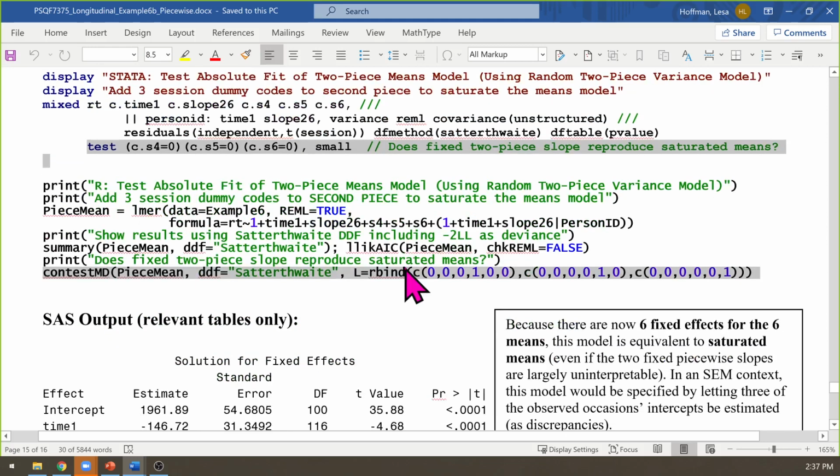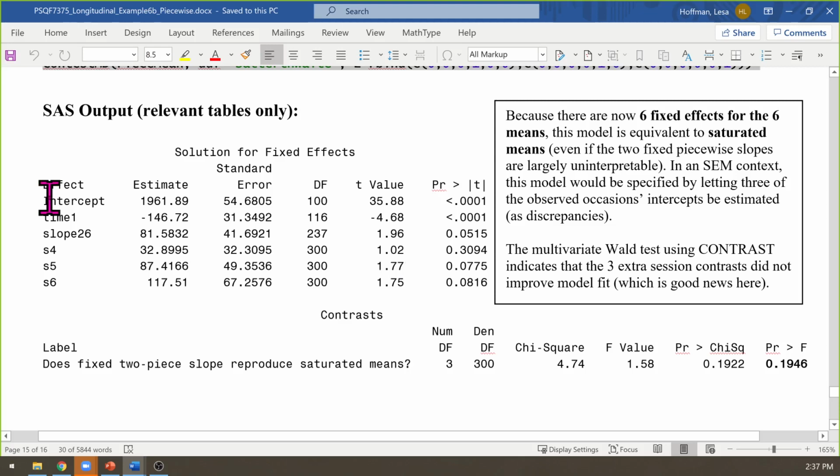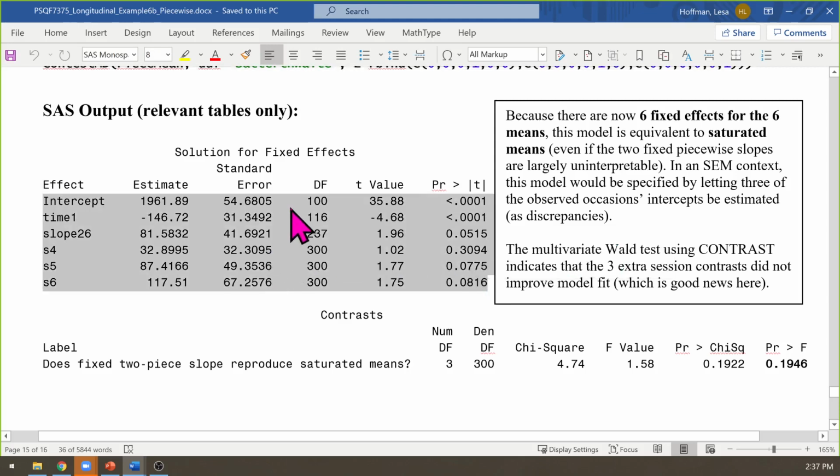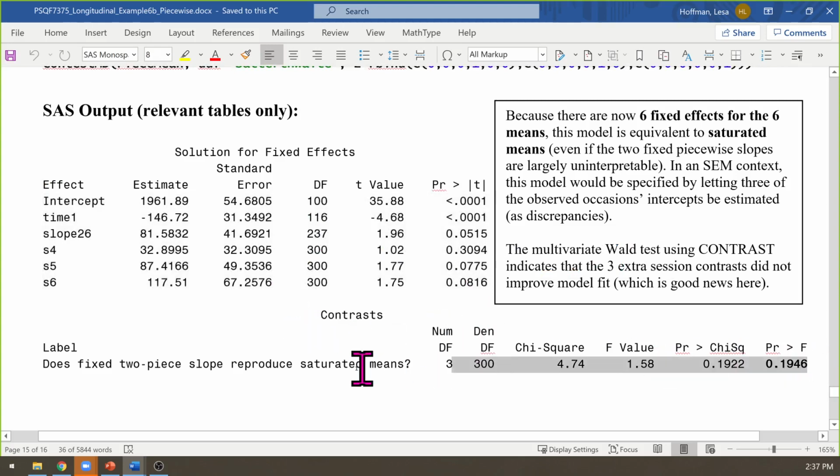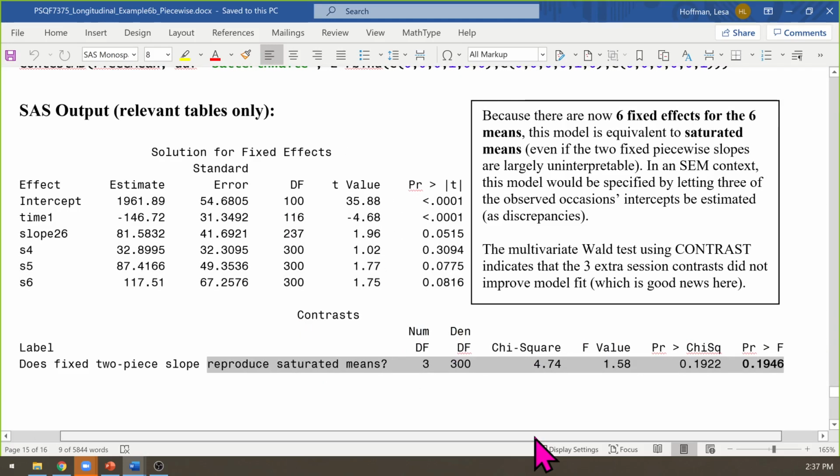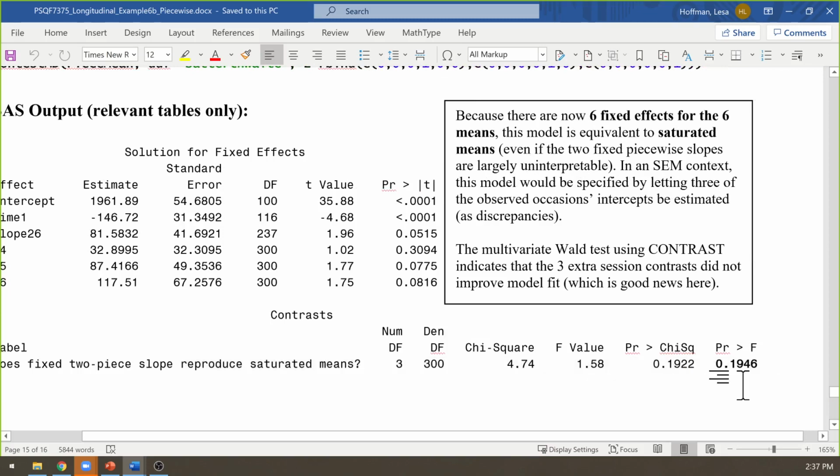All right, survey says, pay no attention to the individual parameters. They don't have the same interpretations anymore, and we don't really need to know what they are. The only thing we're interested in is this joint hypothesis test of the 3 new terms. Survey says, no matter whether you treat it as a chi-square or as an F, doesn't help. So is this good news? Yeah. I win. It fits. It's completely atheoretical and made up because nothing special happened at session 2, but it fits.